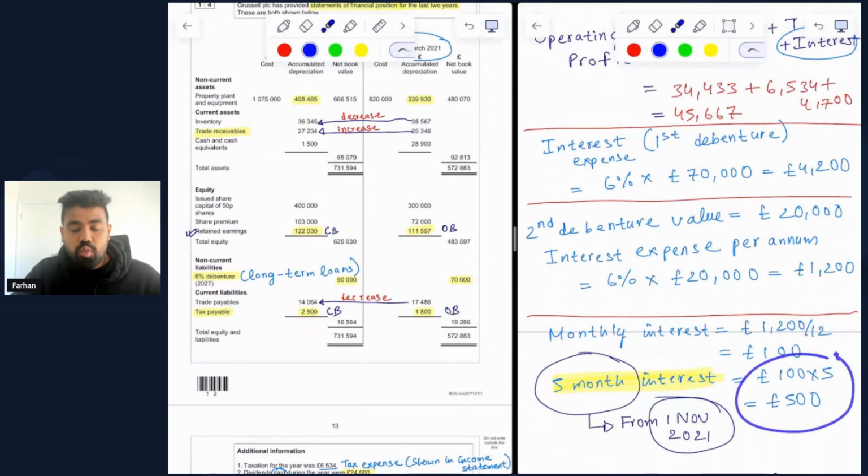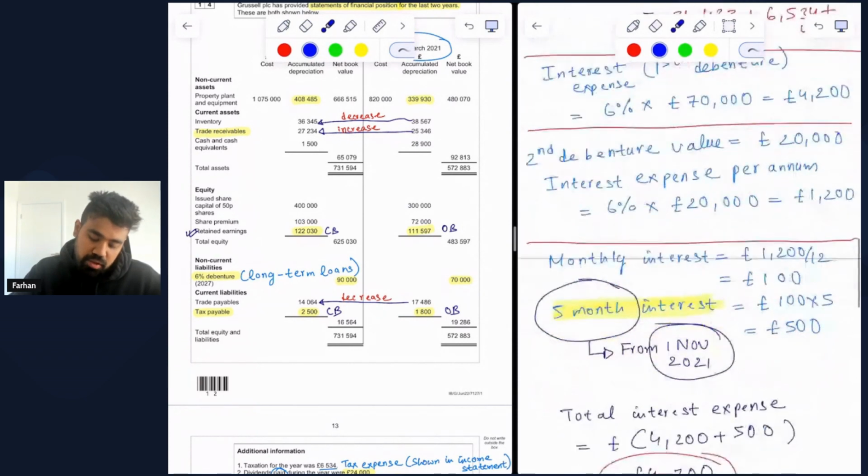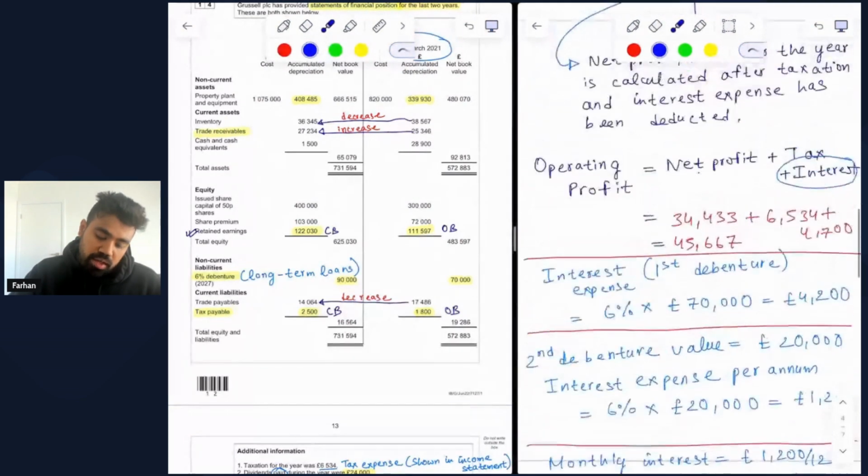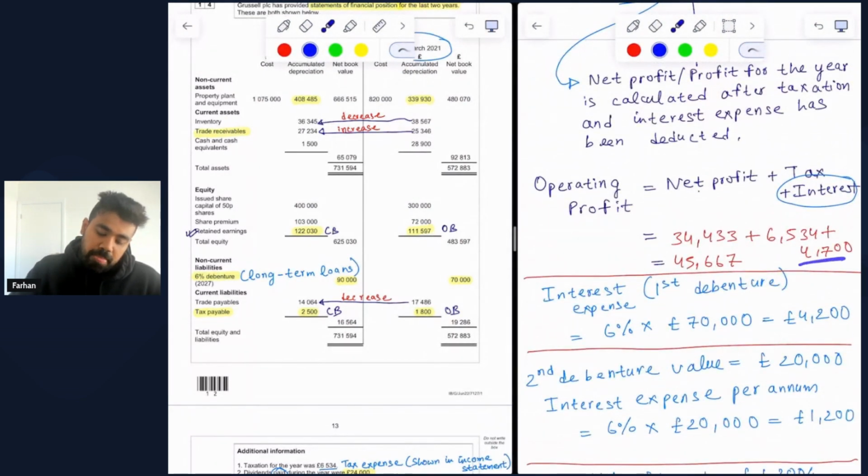So £500 is the relevant interest expense for the second debenture that we have taken out on 1 November 2021, and £4,200 is the interest expense for the first debenture that we already have in place since the previous financial year. On that basis, the total interest expense for the year ending 31 March 2022 can be calculated by taking the interest expense of £4,200 from the previous year's debenture plus an additional £500 relevant to the second debenture, and therefore we get a total interest expense of £4,700.